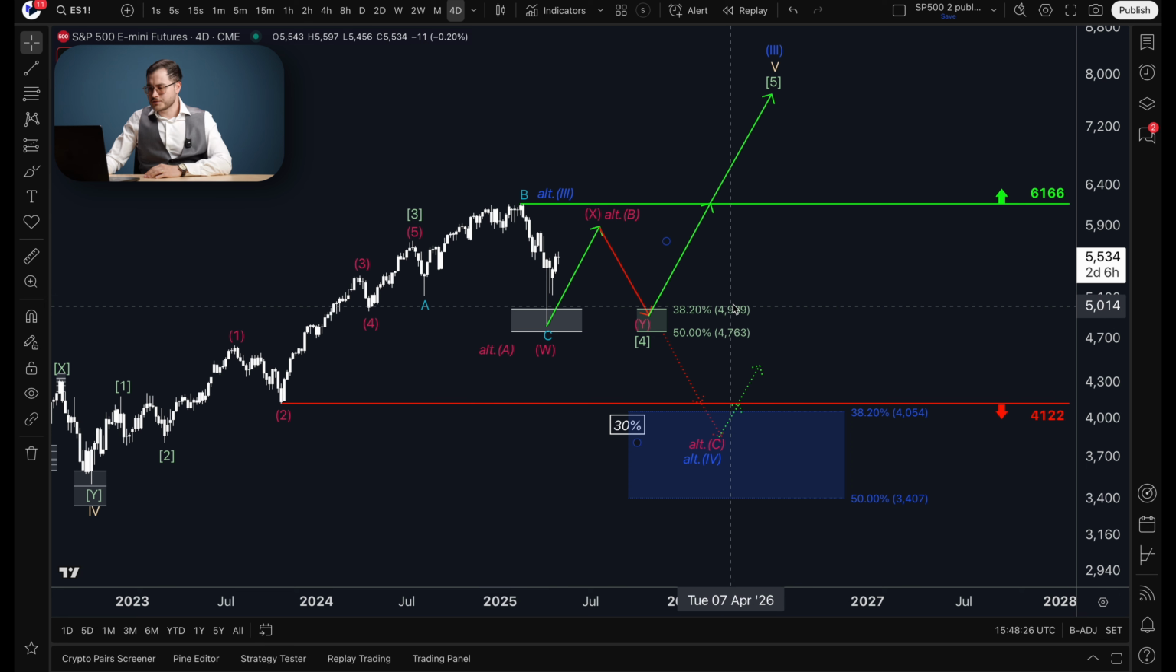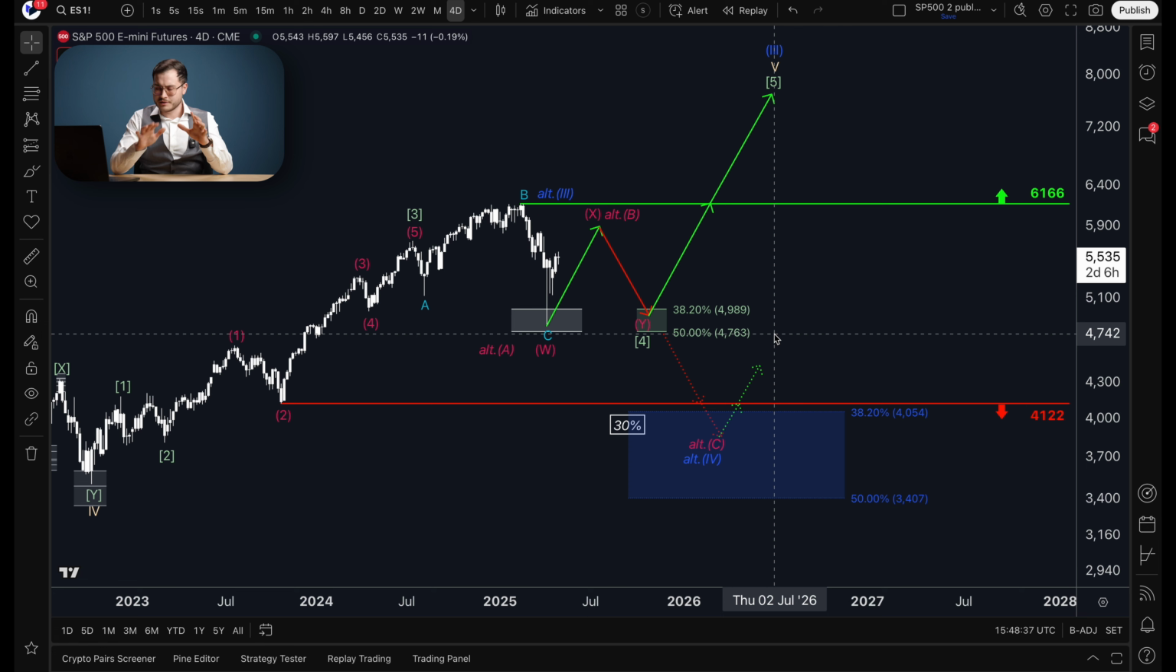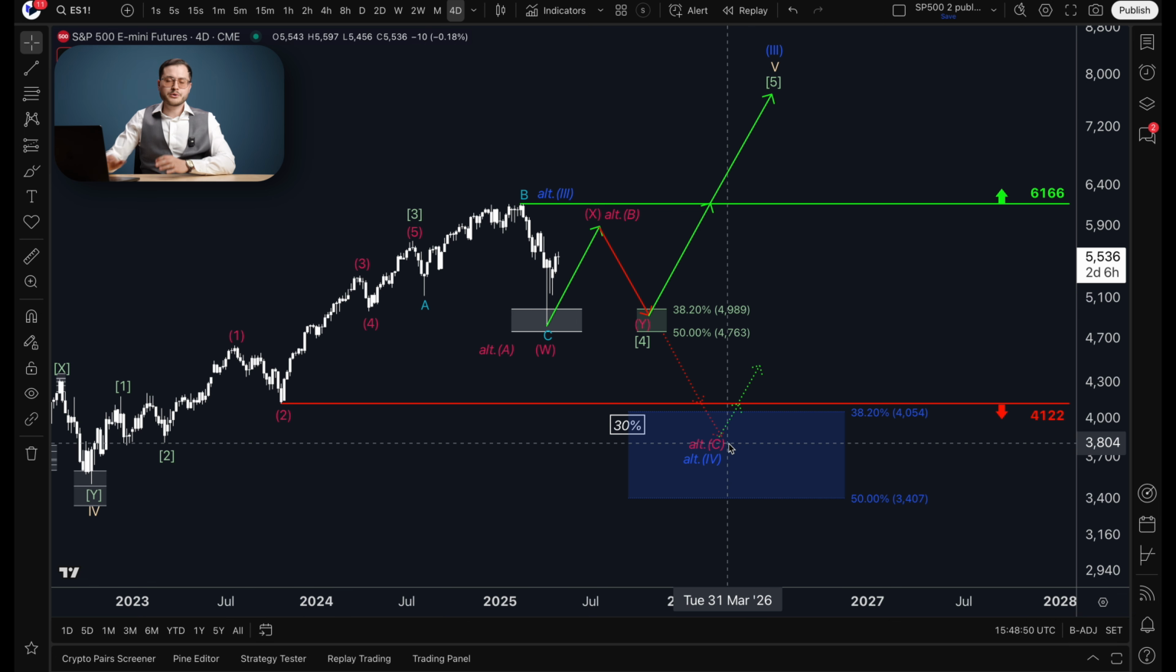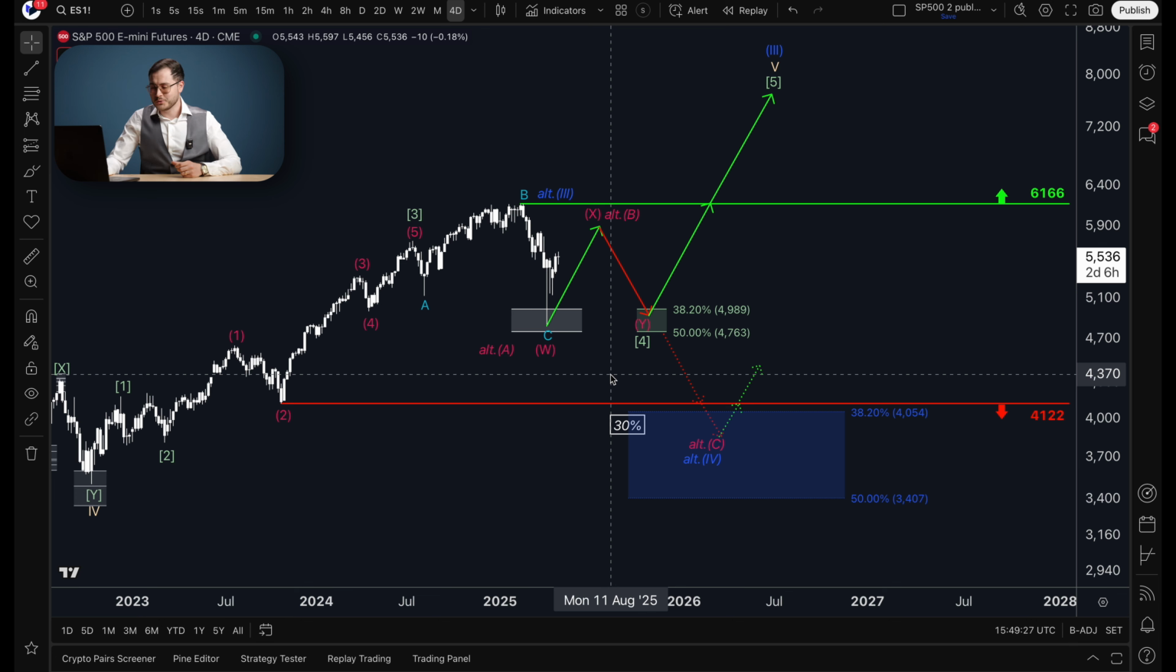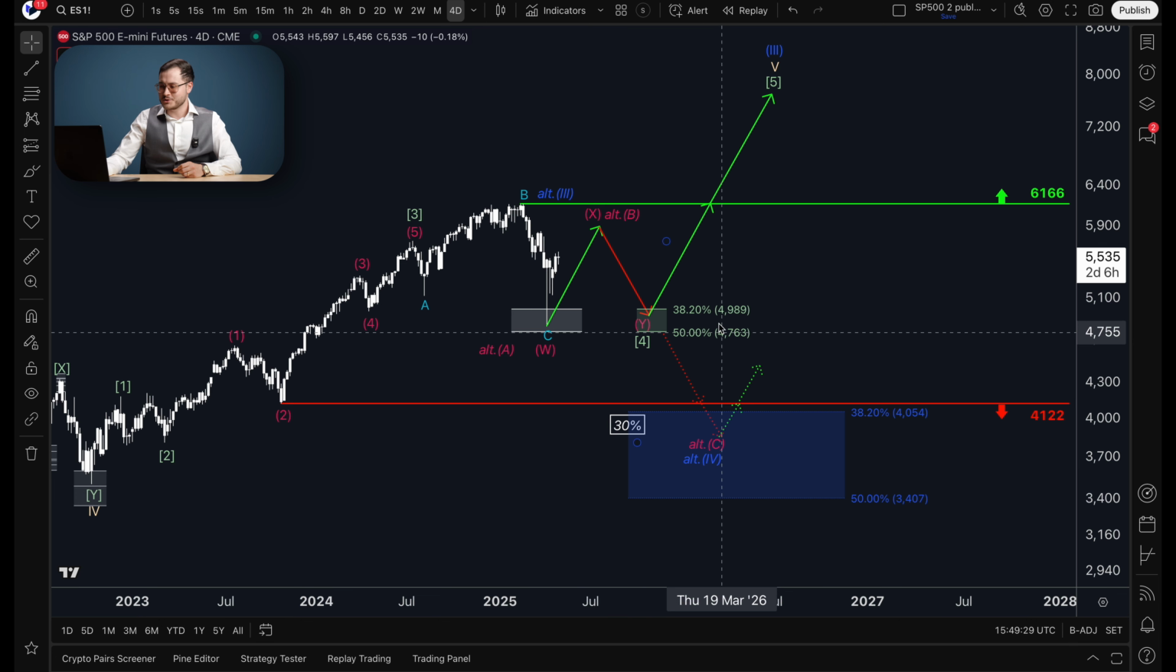And for this alternative scenario, we would first need to undershoot this target zone at roughly the marker of 4,763 points. Up until this point, this scenario is completely uninteresting. As long as we stay above this marker here of 4,763, this scenario is of no interest. So no need to worry right now. You can start worrying as soon as we undershoot this target zone that we have printed here on the chart.